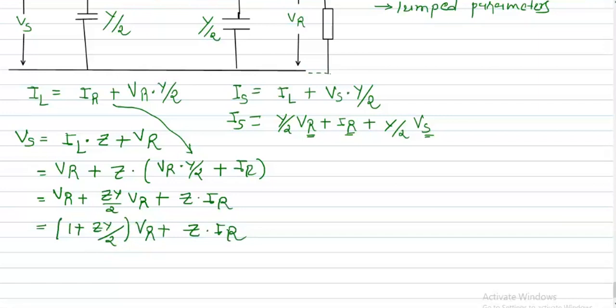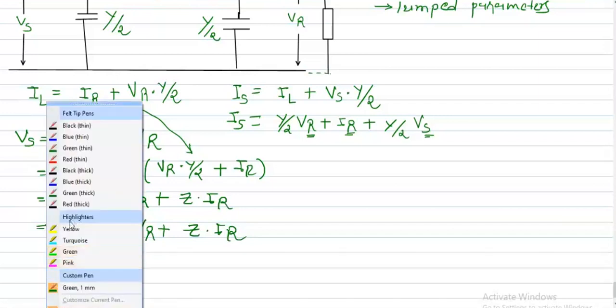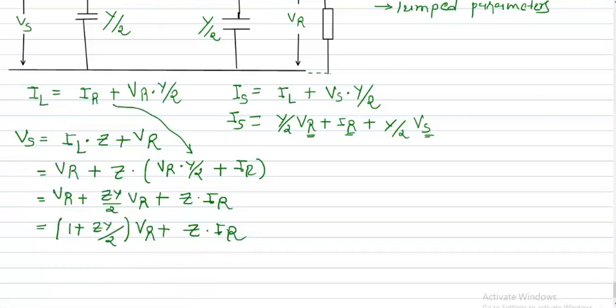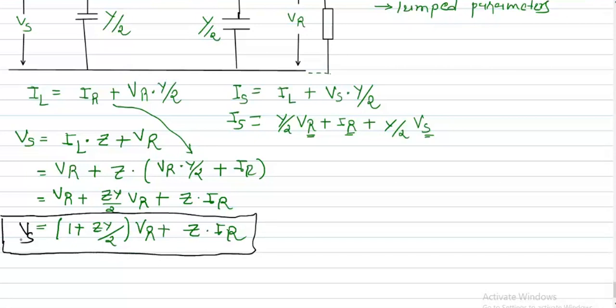Right, so I got the equation of Vs. So I will write this equation with a box. So Vs is basically 1 plus Z into Y by 2 into VR plus Z into IR. Right. Now I will put this equation here, so I can write the equation of Is also. Right. So I will do this same thing. Just remove this arrow.